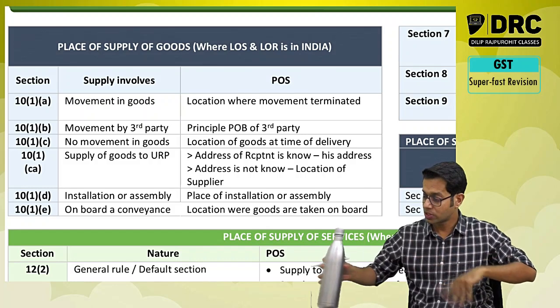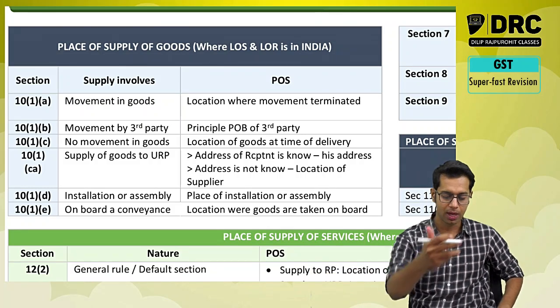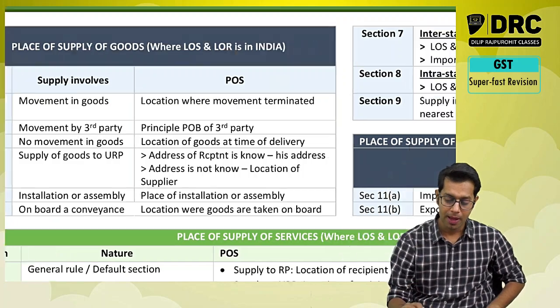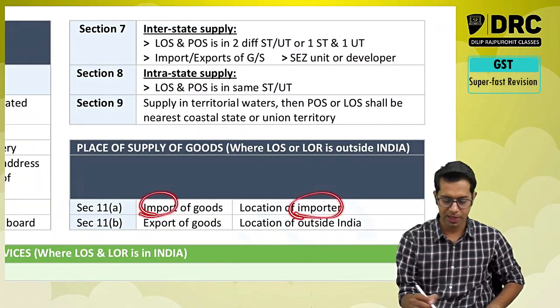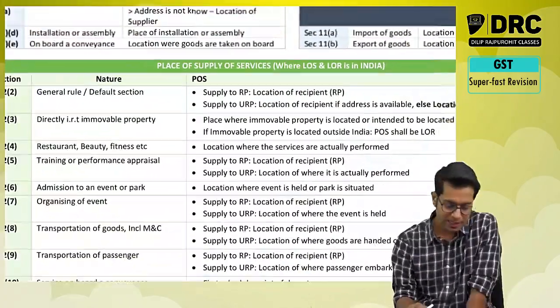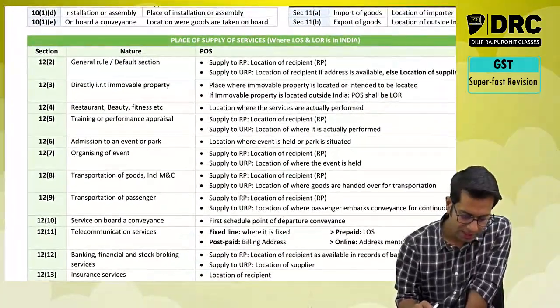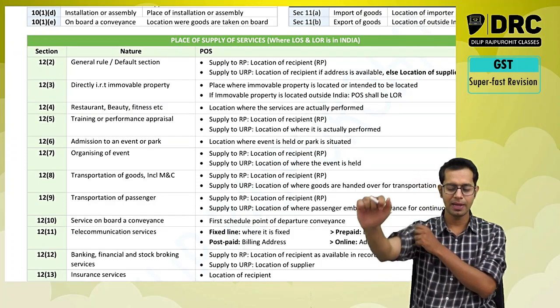Place of supply is what, sir? In case supply is made on board a conveyance, the location where the goods are taken on board. Then in case of import and export, if you are importing goods, the location of the importer will be taken as place of supply. If you export the goods, the location of the place outside India will be taken as place of supply. Now, important is the place of supply in case of services where supplier and recipient both are in India.